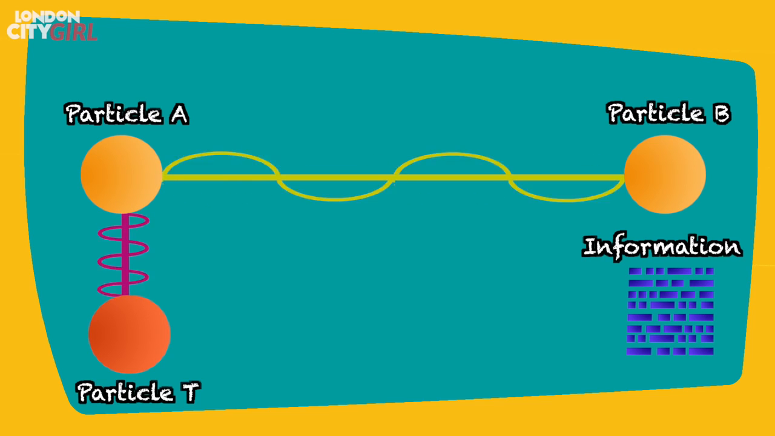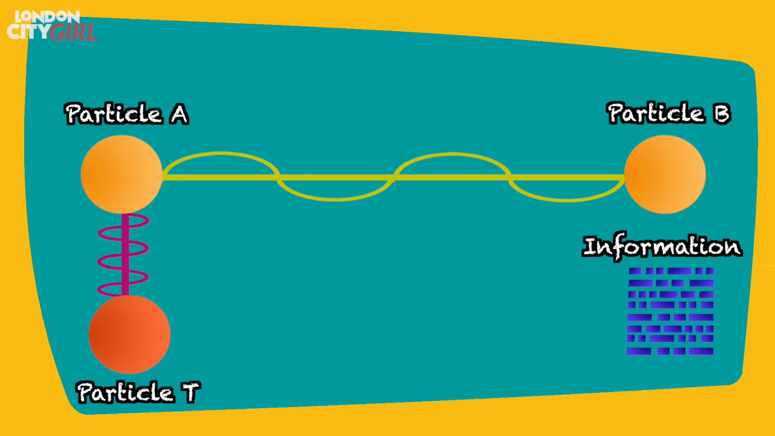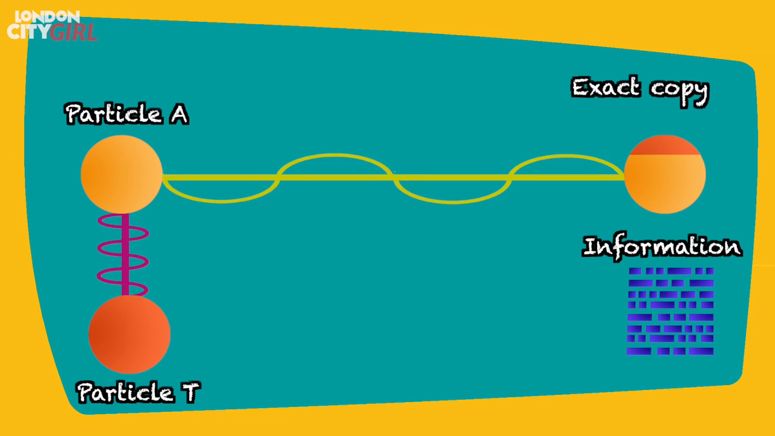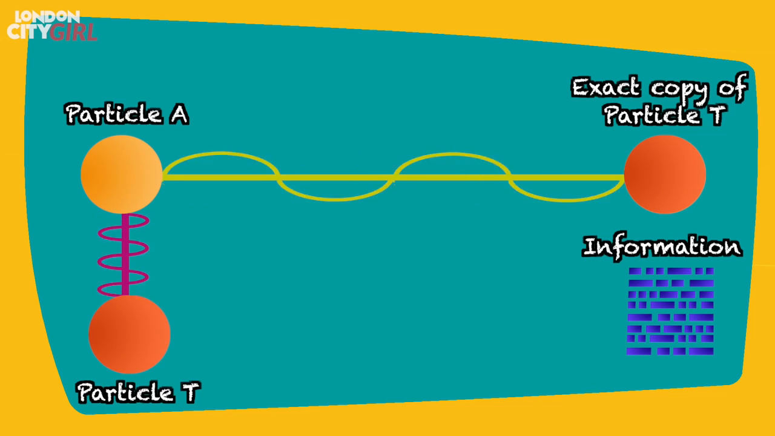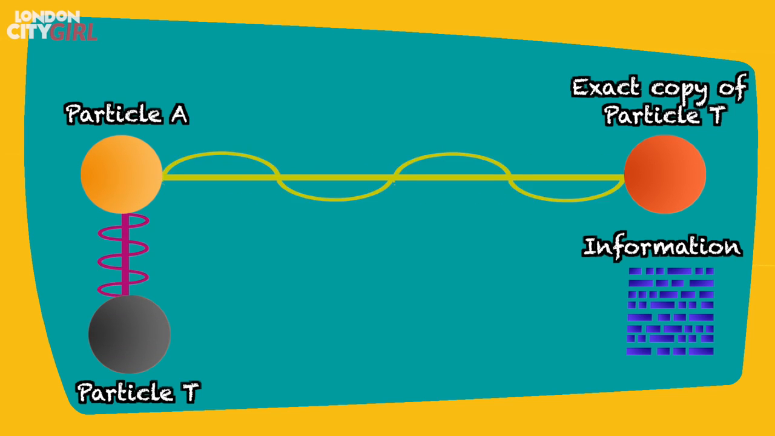As particles A and B are entangled, this information about how the quantum state of particle T relates to particle A will also reveal how the quantum state of particle T relates to particle B. Particle B will then be manipulated to replicate the quantum state of particle T, becoming an exact copy of particle T. Meanwhile, the original particle T is destroyed as its information was extracted and sent across.